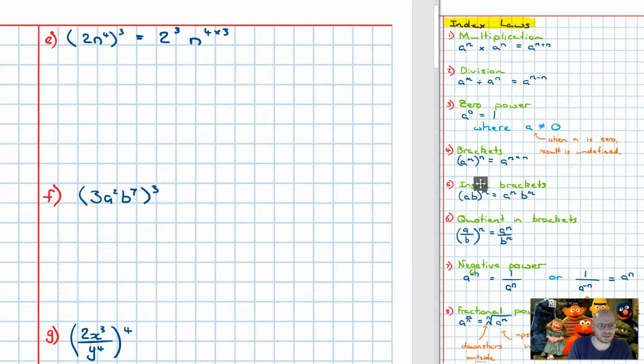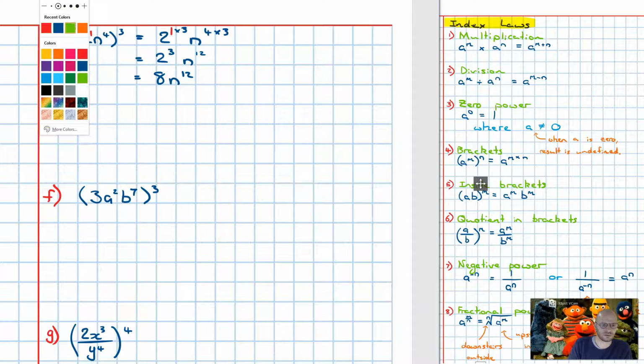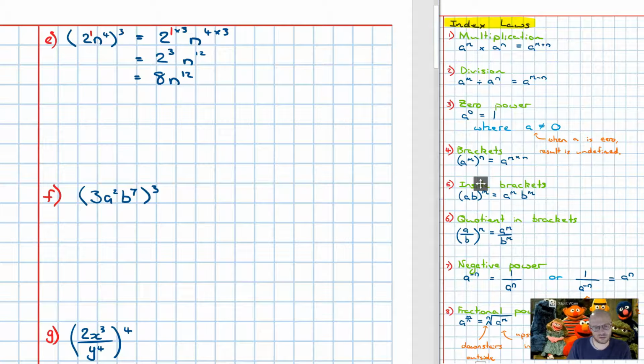Now, it might be nice and simple to think of it as 2 to the 3 like that, but we need to remember there's an implied 1 in the 2 there. So what we're effectively doing is going 1 times 3. Simplifying this out, it becomes 2 to the 3, and then it becomes n to the power of 4 times 3, which is going to be 12, I believe. And then if we want to evaluate 2 to the 3, we can go 8, nice and easy. This was using index law 4.